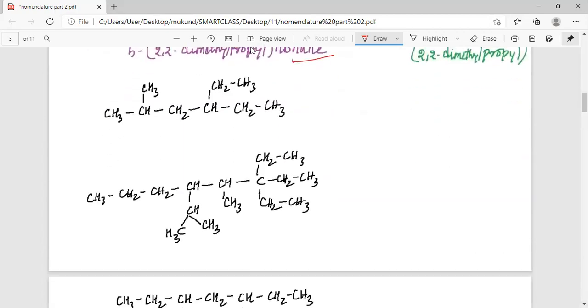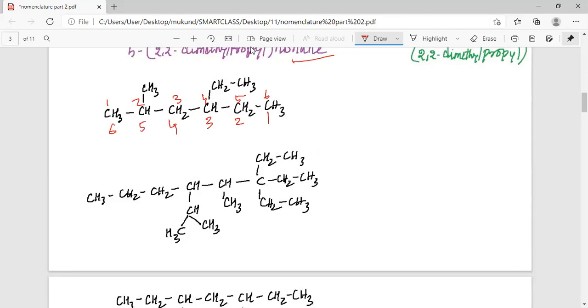Now let's write the names for these compounds which are given over here. Let us first start understanding it by giving the numbers 1, 2, 3, 4, 5, and 6. Even if we write 5 and 6 here, it's going to be 6 carbon longest chain. So the longest chain contains 6 carbon. Let us move in this direction. 1, 2, 3, 4, 5, and 6.